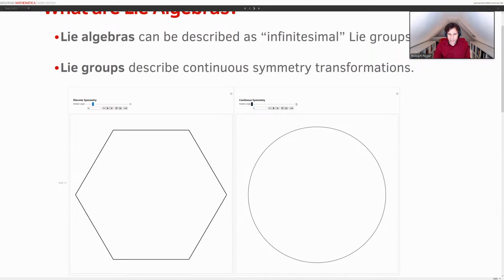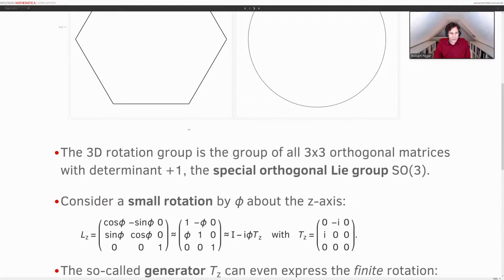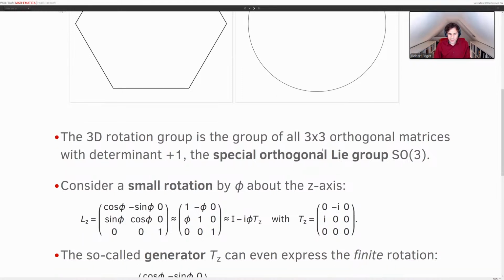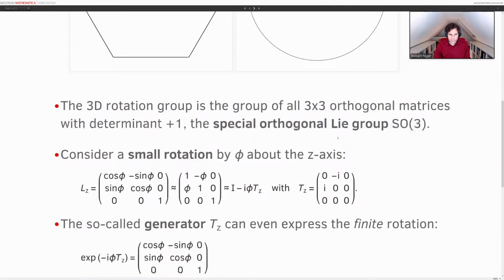On the right-hand side, you see a circle, and a circle has a rotation symmetry. And you can see that by rotating it by an arbitrary angle, nothing changes. So that's a continuous symmetry, and that can be described by a Lie algebra. Well, by a Lie group first. So in 3D, the 3D rotation group is the group of 3x3 orthogonal matrices with a determinant +1. And it's called the special orthogonal Lie group SO3.